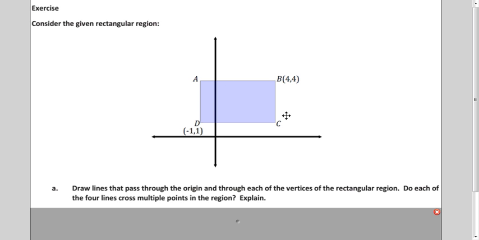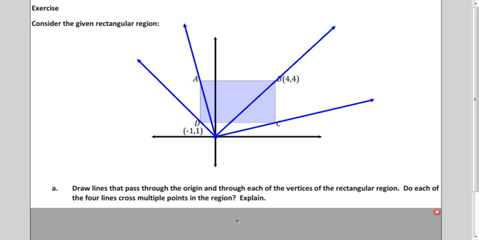And in this exercise, we have this rectangular region. First, we want to draw the lines that pass through the origin and through each of the vertices here. So try that, and you want to answer, it says, do each of the lines cross multiple points in the region? Explain. So try that, and I'll show you my solution.